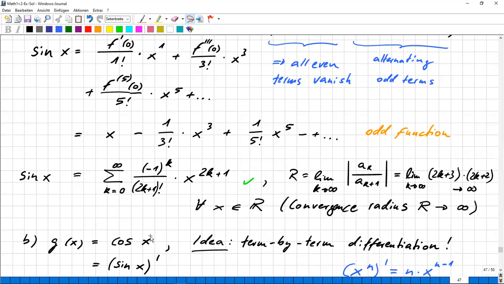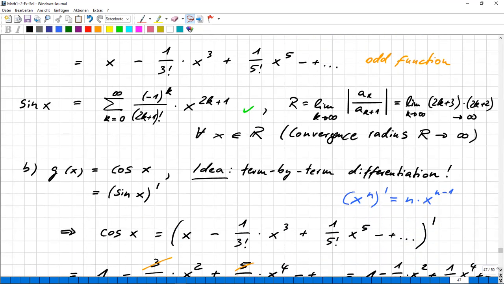So B, the same for cosine. Now, for fun, I have a special idea. I would propose that this time we use term-by-term differentiation, which is always allowed if you have a convergent power series. You can always differentiate and even integrate it term by term to find another valid power series. By the way, the convergence radius always is conserved by these operations. That's also part of a theorem which has been proven.